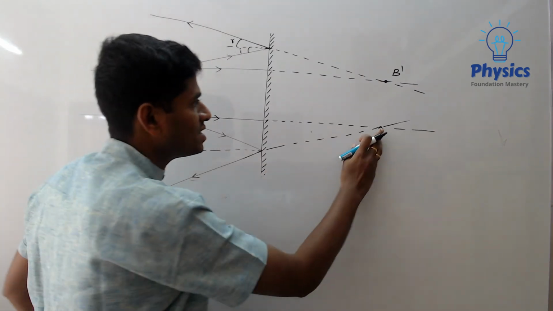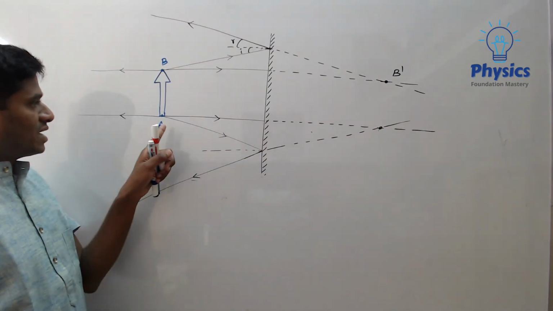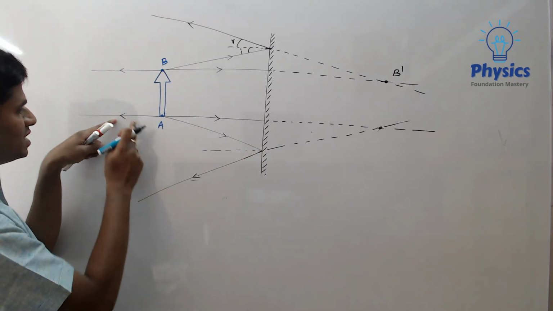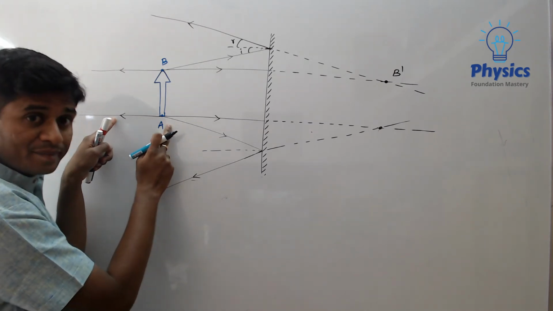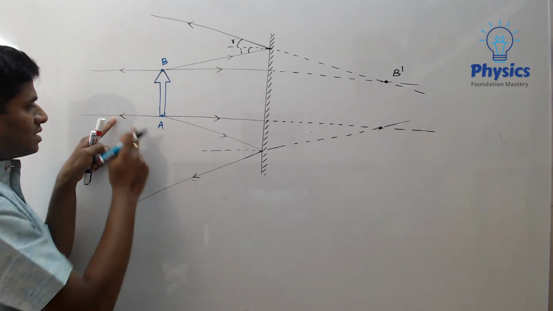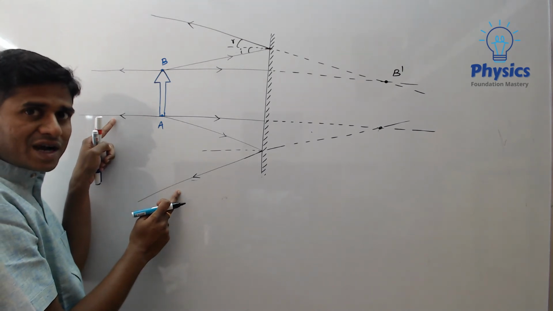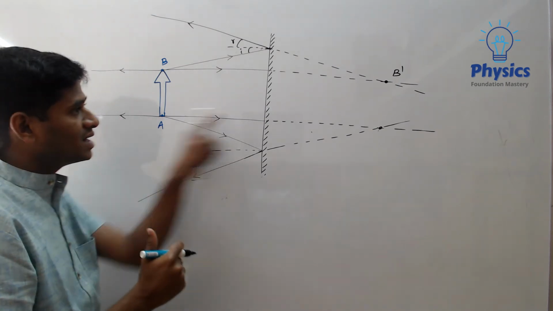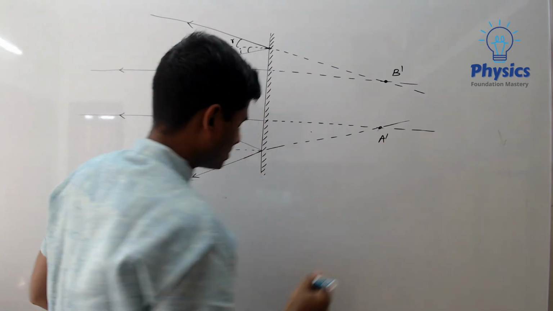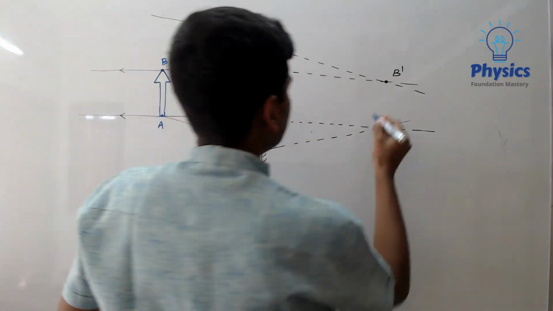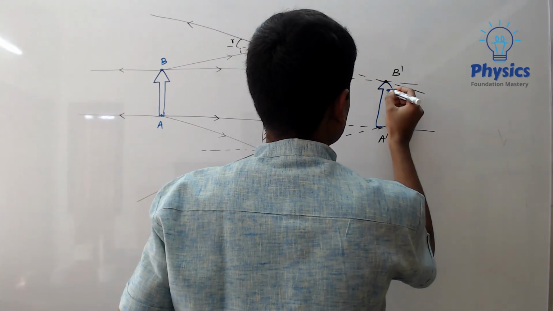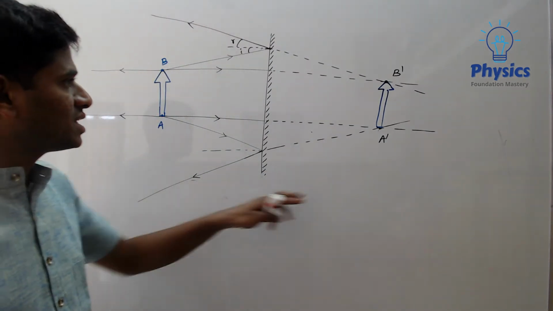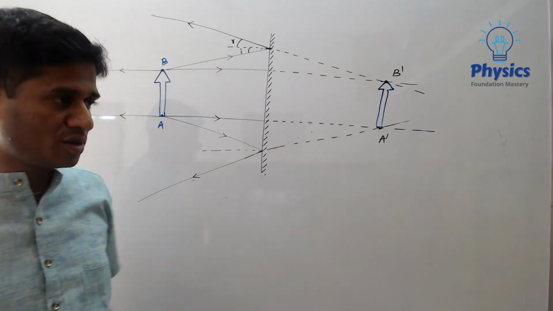So what do I see here? I see that these 2 rays are actually coming from A, and these 2 rays only are getting reflected. So these 2 rays contain the information about A. So when these 2 rays arrive at my eye, what am I supposed to see? I'm supposed to see A only, but where do I see A? I see A here. It is basically A dash. So here is where I see the image. AB is the object, A dash B dash is the image of the object.